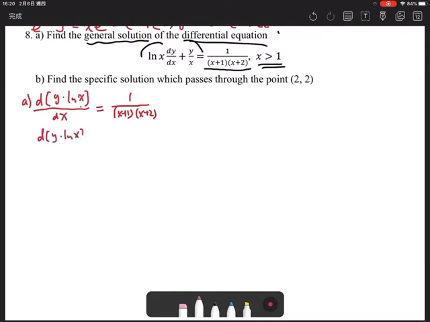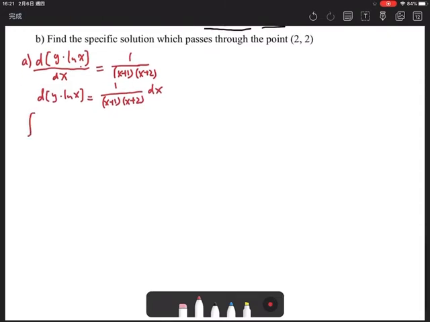So it will be 1 over x plus 1 times x plus 2 and then dx, okay? And do integration.